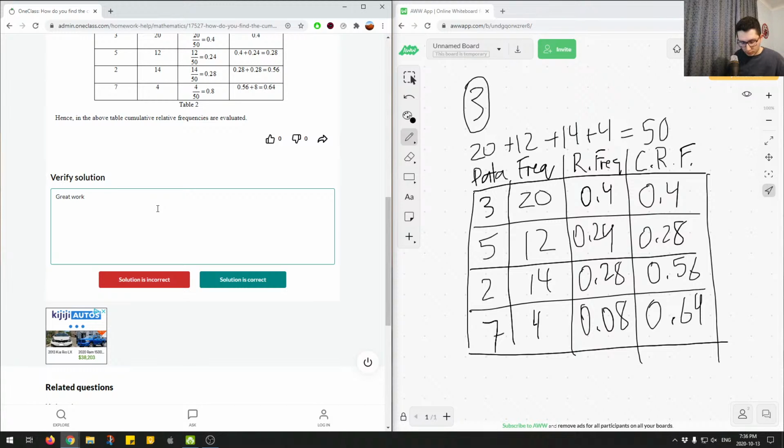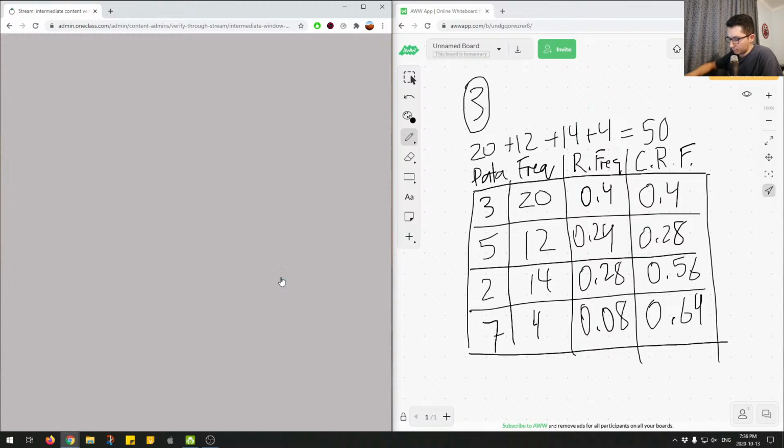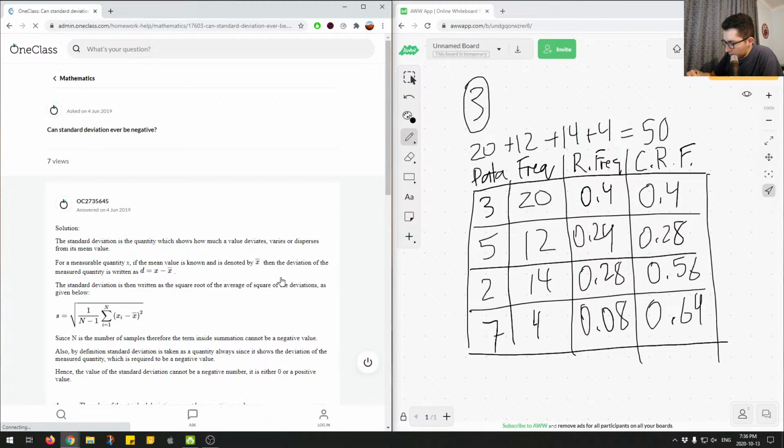Great work. Answer explanation. Great job. The final row should have a relative frequency of 0.08 in the calculation. And we'll mark this as correct. Let's move on to the next question.